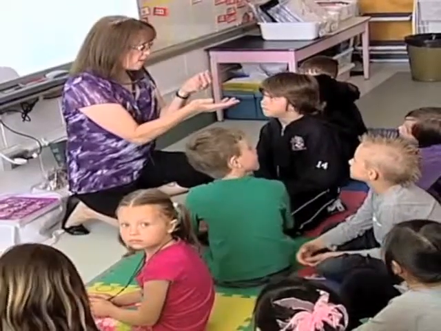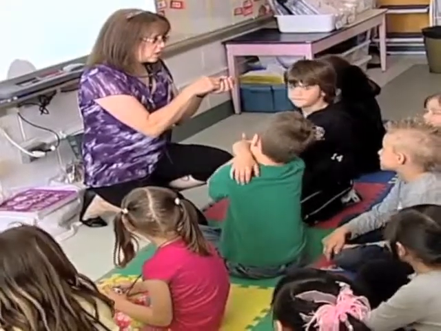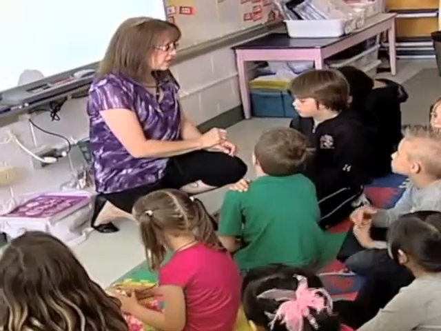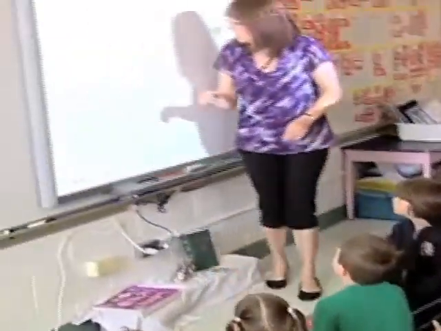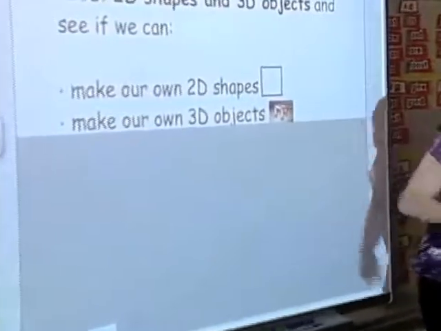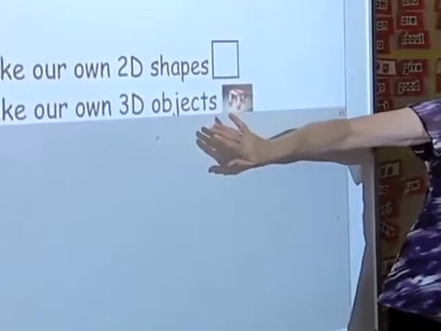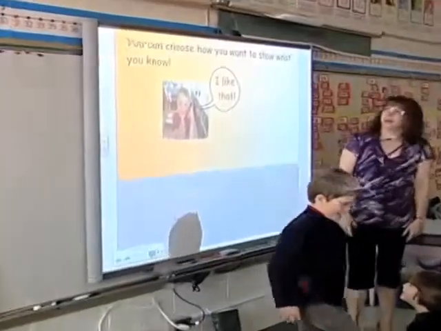Shapes are in objects, but objects aren't in shapes. So if you're going to make a 3D object, you're going to have some shapes. Take a look at this one. Take that square and put it in that cube. What is that? Are there marshmallows in there? Take that square and put it in that cube. Yeah, but there might be in a 3D object.